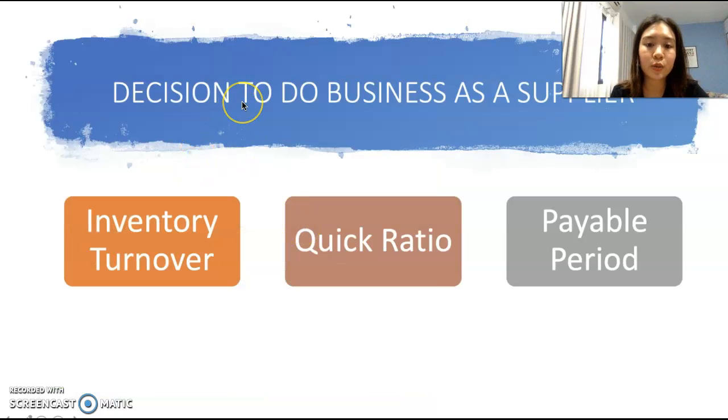So in order to decide which company I would prefer to do business with, I will compare the three companies' inventory turnover, quick ratio, and payable period. Because as a supplier, I care about having a long-term business partner and the ability of the company to pay off its current debt when due.